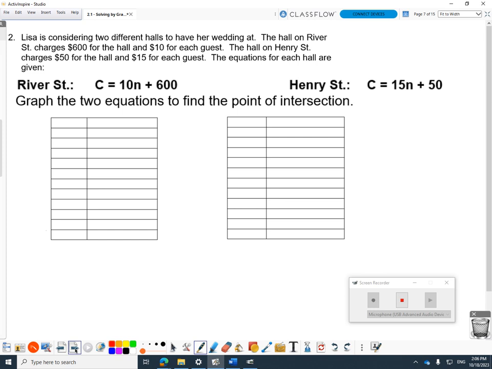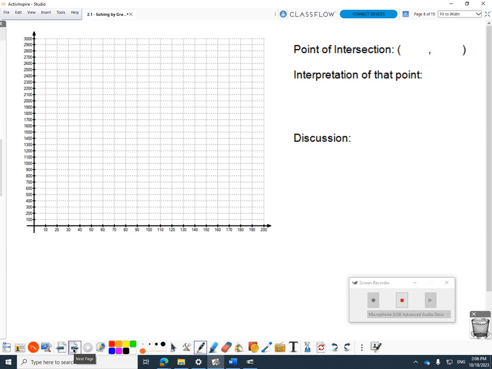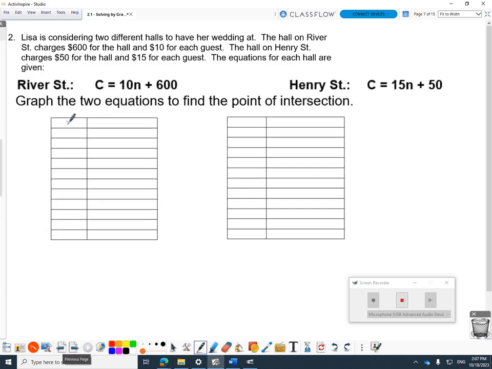So we're going to make a different kind of table than we've made before. We're going to jump right along here. And the graph sort of gives a hint at it. It says, look it, we better talk from 10 up to about 200 guests. We better look at every 10 guests. So that's going to change what we're doing here. This is going to be River Street. And we're going to do number of guests and cost. And then we're going to do Henry Street.